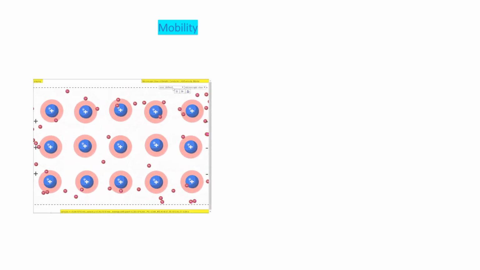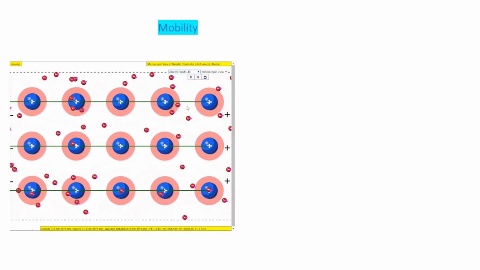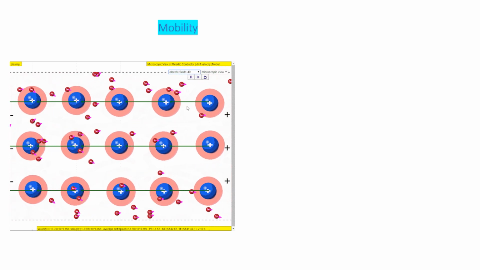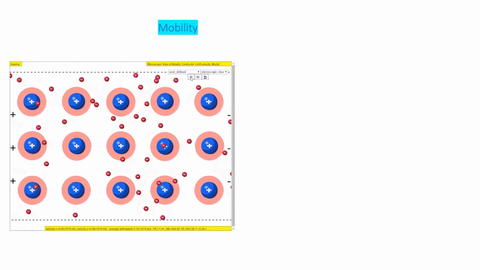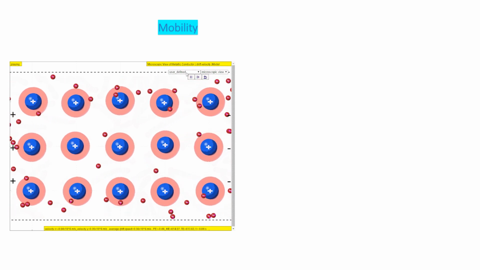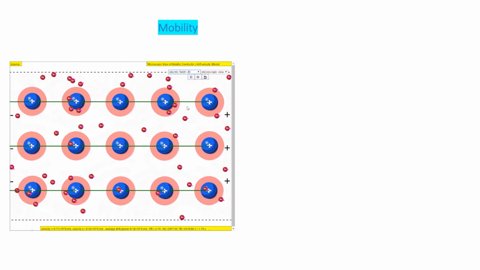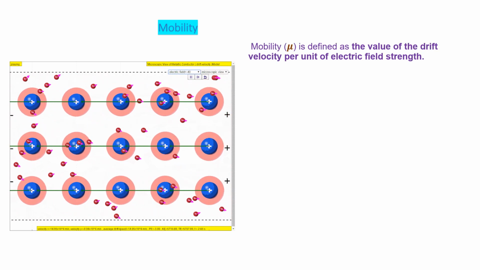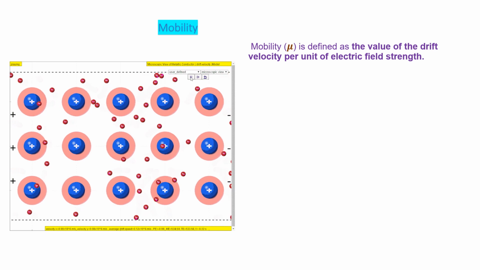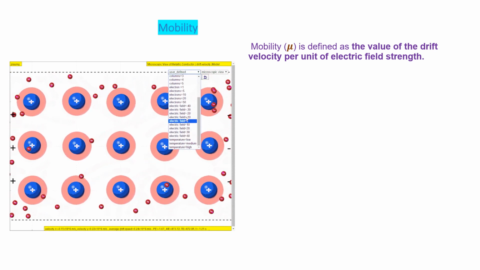Mobility. The electron mobility characterizes how quickly an electron can move through a metal or semiconductor when pulled by an electric field. We can define mobility as the value of the drift velocity per unit of electric field strength.